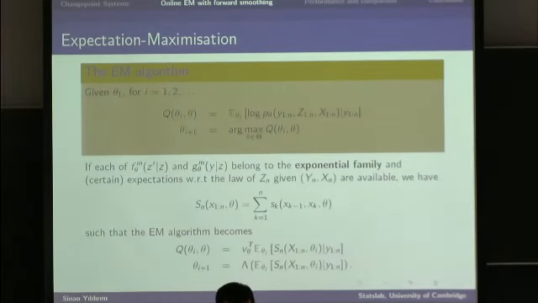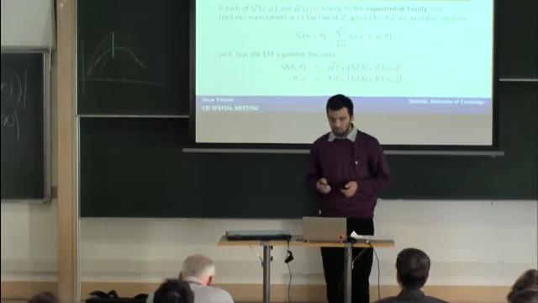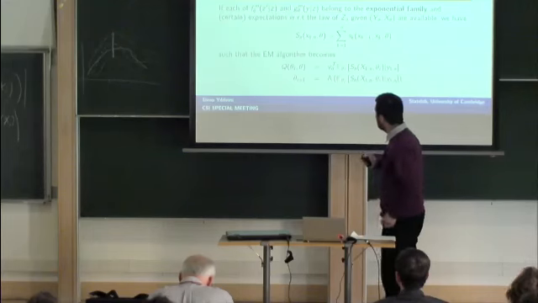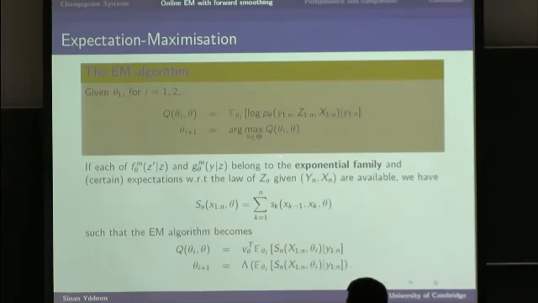In the EM algorithm, in the expectation step, we calculate the Q function, which is the expectation of the log joint density with respect to the posterior density of all the latent variables given the observations. And in the maximization step, we maximize that function, and the maximizer is our new estimate.